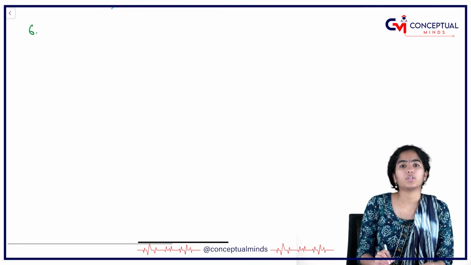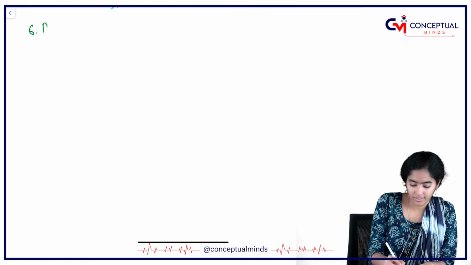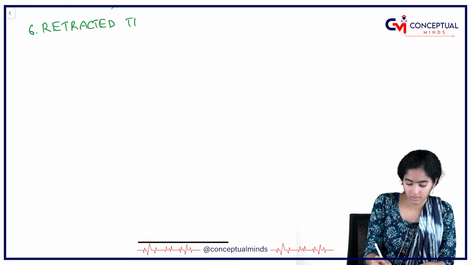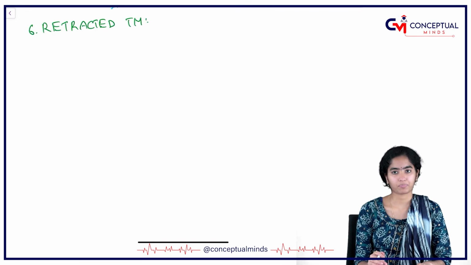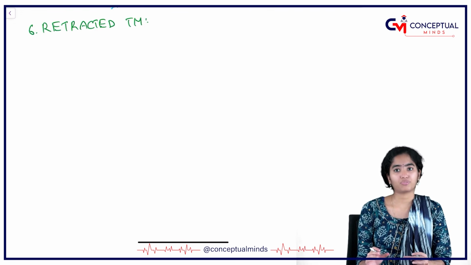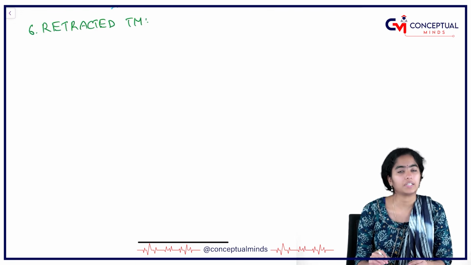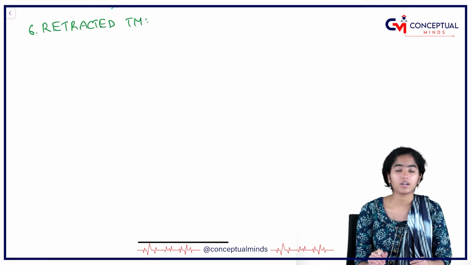Now let us look into the last disorder of tympanic membrane, and that is retracted tympanic membrane. This has to be understood in detail as to why retractions occur and what are its consequences. Retraction of the tympanic membrane will occur because of negative pressure inside the middle ear. And how is negative pressure created inside the middle ear? Because of a blocked eustachian tube.